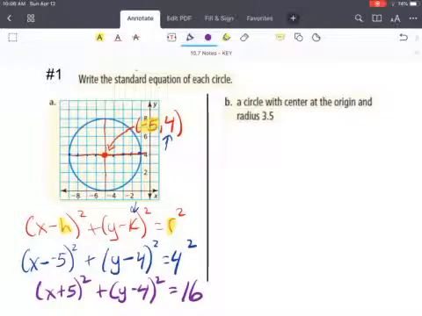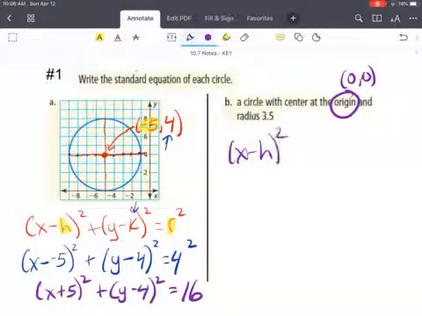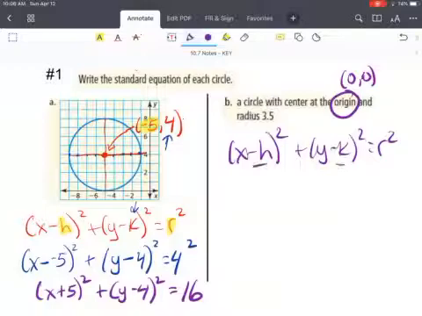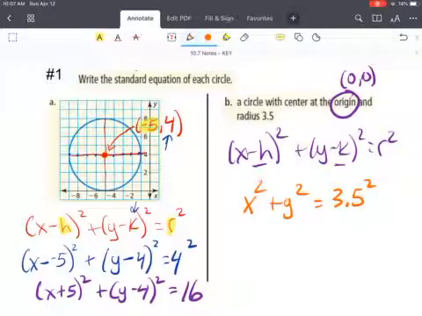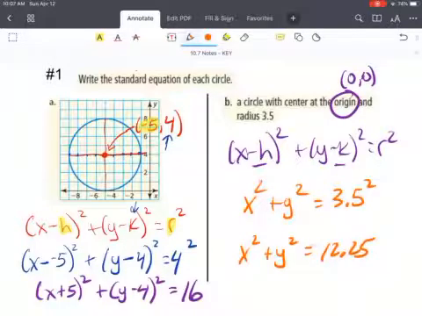If it is centered at the origin, then we need to remember that that is 0, 0. That one's always going to be a little easier because if we recall the formula, I always start just by writing the formula. That means that's minus 0, minus 0. So that part's not even going to need to be a factor. It's just going to be x squared plus y squared. And then that's going to equal 3.5 squared. You can turn that into a fraction or keep that as a decimal, either way. But you would get 12.25.